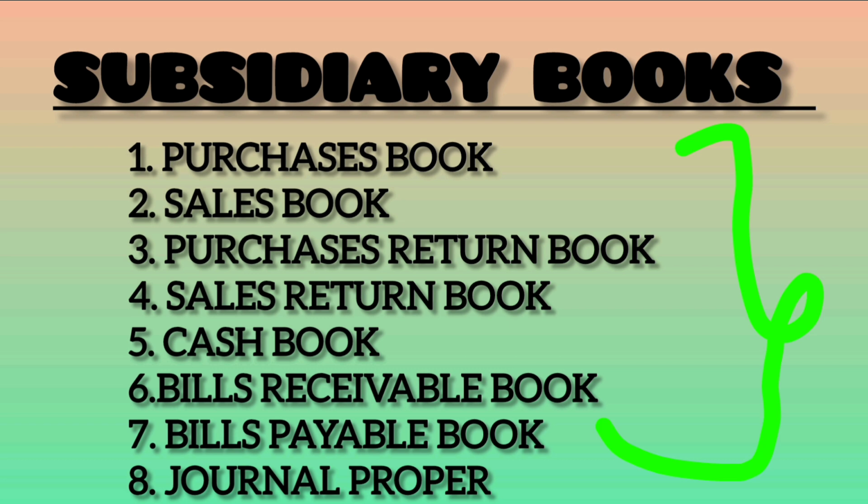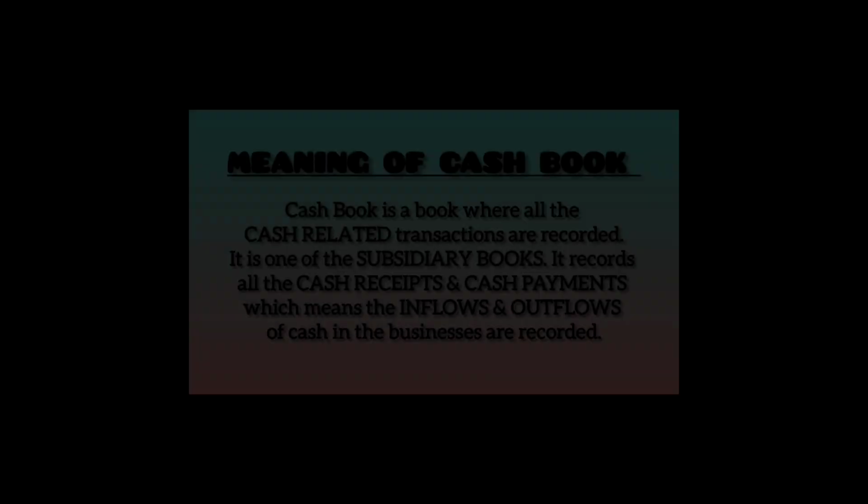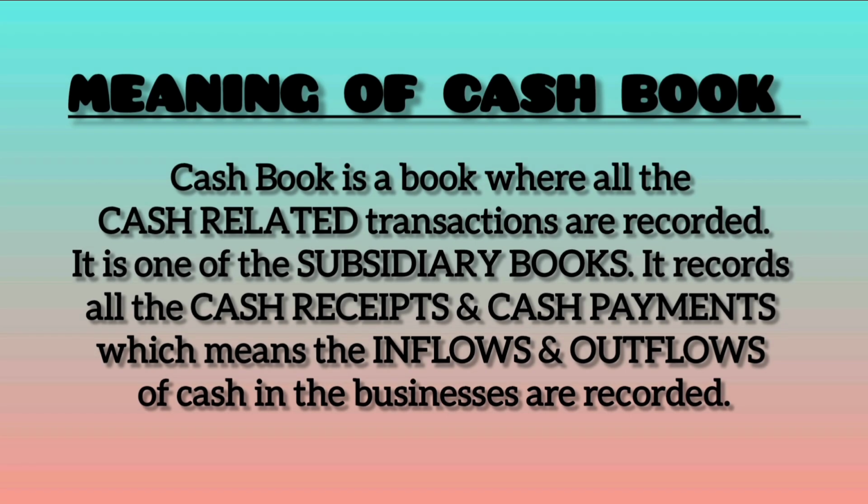Now, let us understand what a cash book is in more detail. As I said earlier, cash book is a book where all the cash related transactions are recorded. All the cash receipts and cash payments are recorded, which means the inflows and outflows of cash in the business are recorded in cash book. Now, this cash book is considered both a journal as well as a ledger, unlike the other subsidiary books, which are considered just a journal.